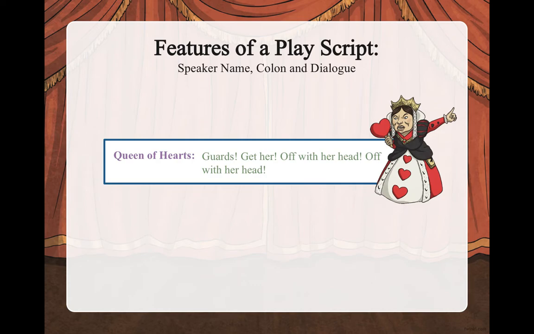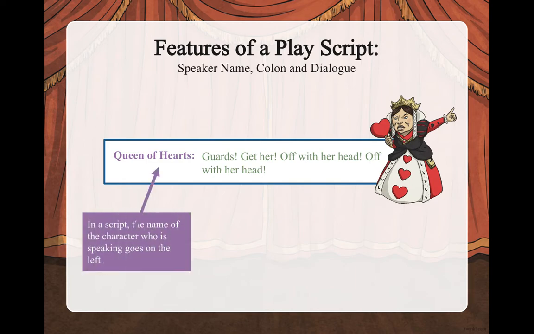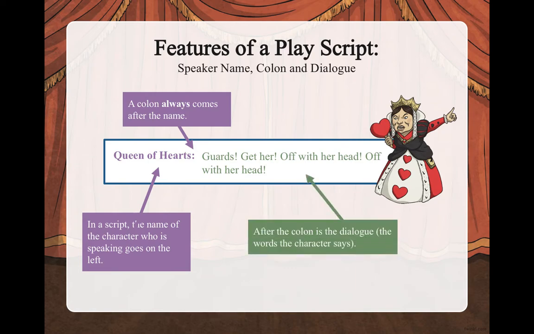The next feature that you need to be aware of is the speaker name or character and a colon and dialogue. What does that really mean? Well, in a script, the name of the character who is speaking goes on the left. So their name will go down first, essentially. Secondly, a colon, those 2 dots, always come after the name. And then finally, after the colon is the dialogue.